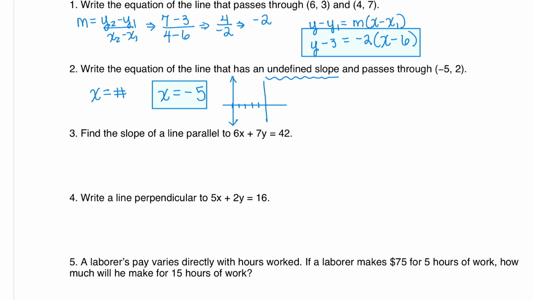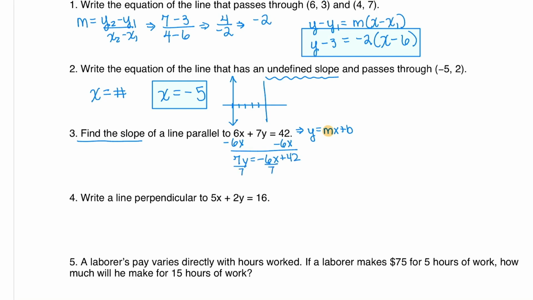Find the slope of a line parallel to 6x plus 7y equals 42. First, we have to, again, find the slope, and we're given an equation of a line, so that means that we need to get this into y equals mx plus b and identify what the slope is going to be. So in other words, solve for y. So let's subtract 6x from both sides of the equation. So we'll get 7y equals negative 6x plus 42.